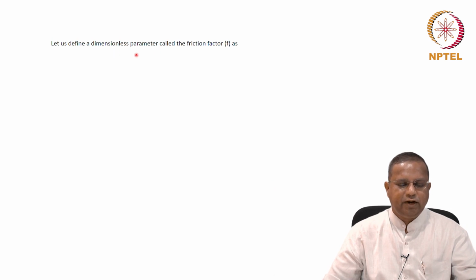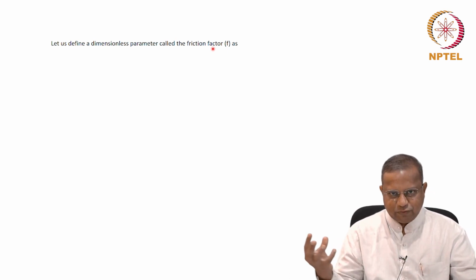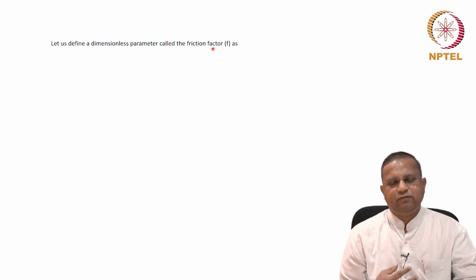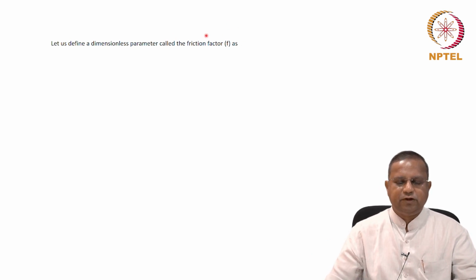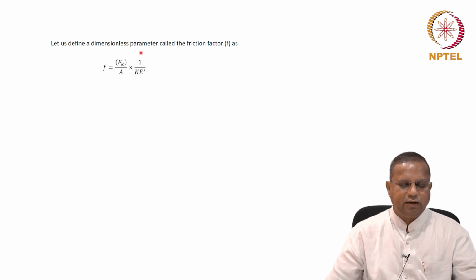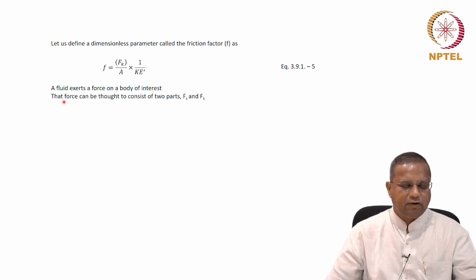Now, we are ready to define a dimensionless parameter called the friction factor. We said this friction factor kind of unifies or gives a unified approach to various different situations. That's why we are interested in the friction factor. So friction factor we are going to define as Fk by A divided by Ke dash, where Fk is the kinetic force, A is the area, and Ke dash is the kinetic energy per unit mass. So fluid exerts a force on a body of interest. That force can be thought to consist of a static component and a kinetic component, Fs and Fk.